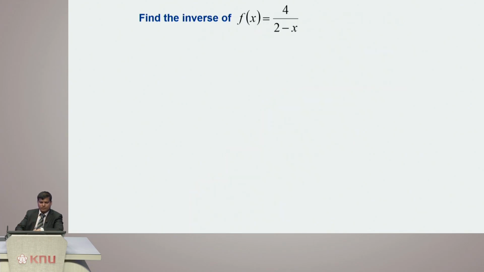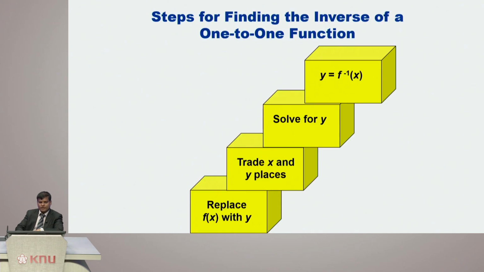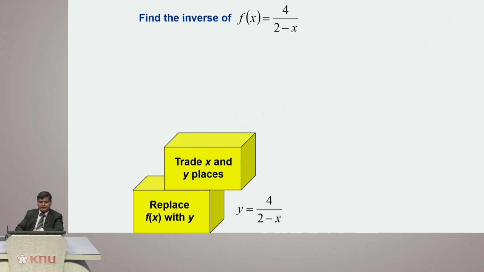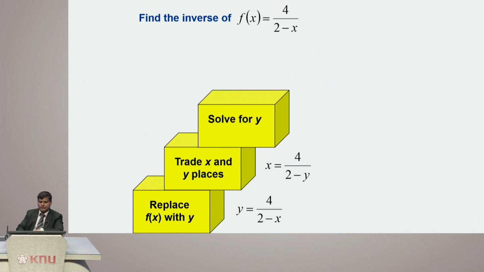Let's do an example. So f of x is given. So what is the first step? First step is to replace f of x with y. So y equals 4 by 2 minus x. The second step, trade x and y places. So x equals 4 by 2 minus y. Third step, solve for y.